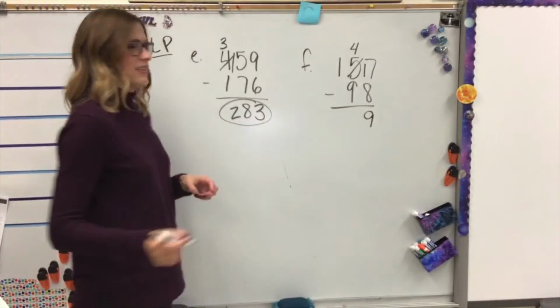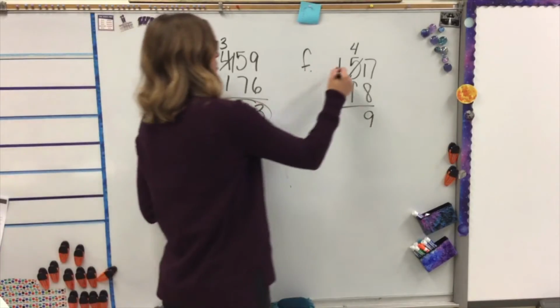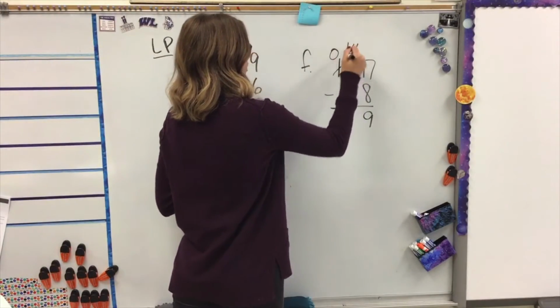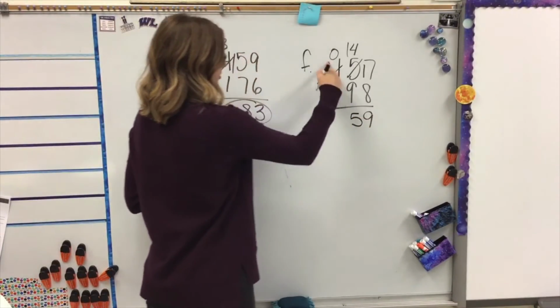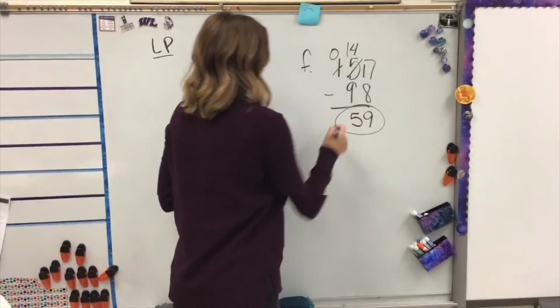4 minus 9, can't do that. Cross out the 1, make it a 0. Change the 4 into 14. 14 minus 9 is 5. 0 minus nothing is 0. So you get 59.